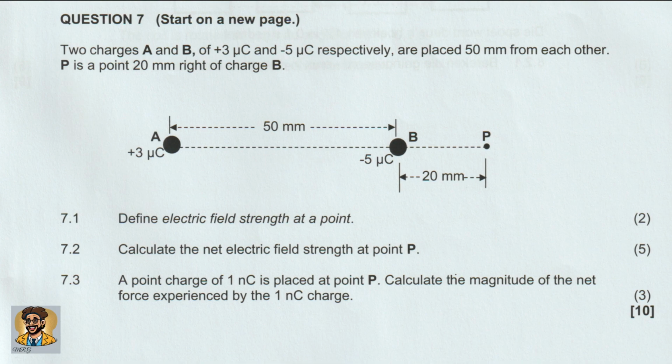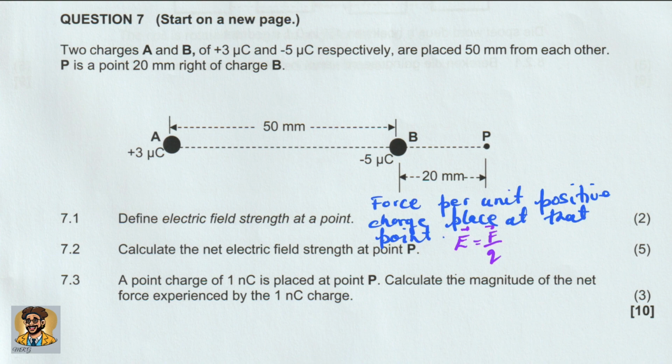The question said two charges A and B of positive 3 microcoulomb and negative 5 microcoulomb respectively are placed 15 millimeters from each other. Point P is a point 20 millimeters right of charge B, as you can see there, guys. Question 7.1, define electric field strength at a point.